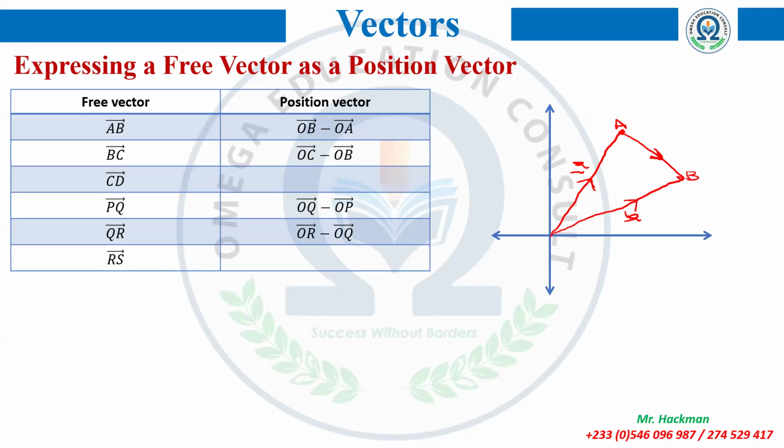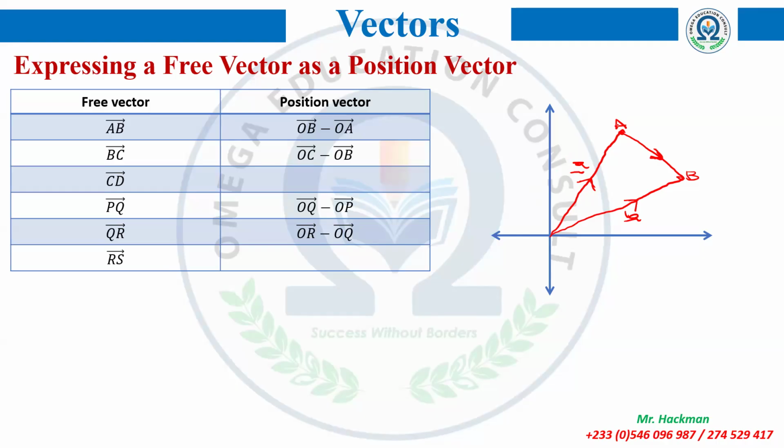Because all position vectors take their source from which point? All position vectors start from which point? The origin, which is O. Is that not it? Okay, so here I've introduced another point, which is O, the origin.